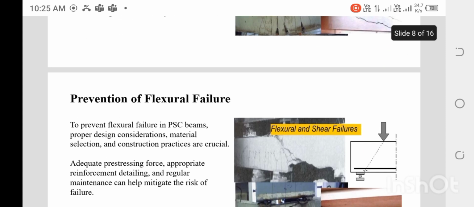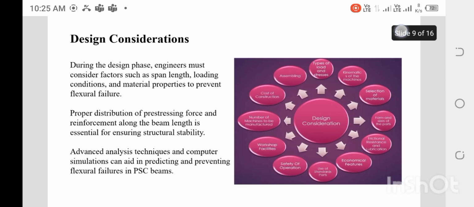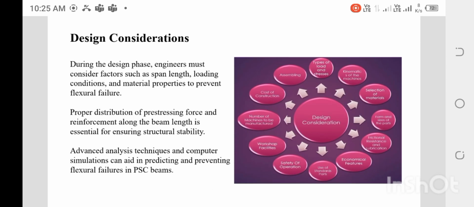Design consideration. During the design phase, engineers must consider factors such as span length, loading conditions, and material properties to prevent flexural failures. Proper distribution of prestressing force and reinforcement along the beam length is essential for ensuring structural stability. Advanced analysis techniques and computer simulations can aid in preventing flexural failures.